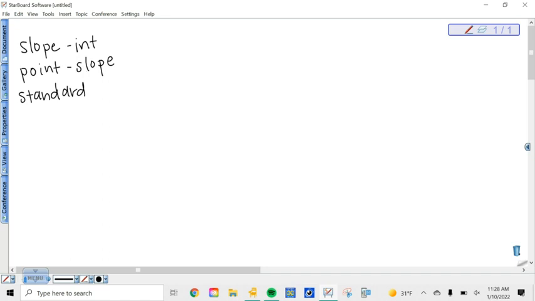3x plus y equals -4. What form is that in? Standard, right? Again, X and Y are on the same side of the equal sign. Point slope always has the parentheses. Slope-intercept is Y equals MX plus B. Let's do 3 more.